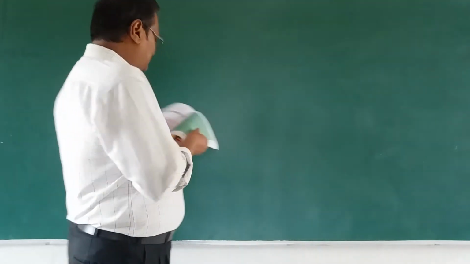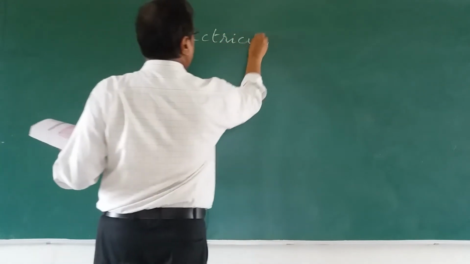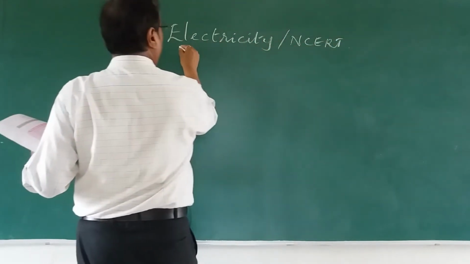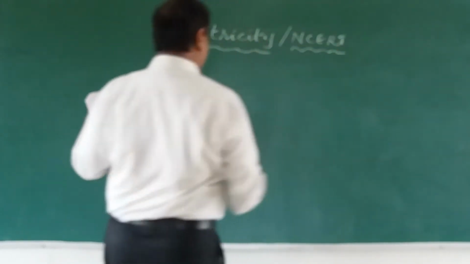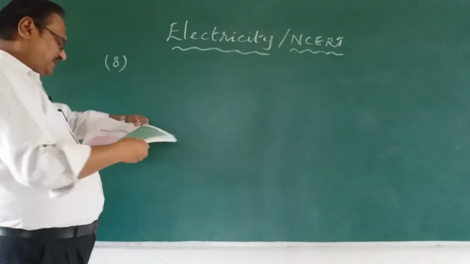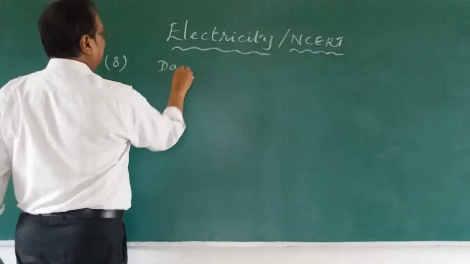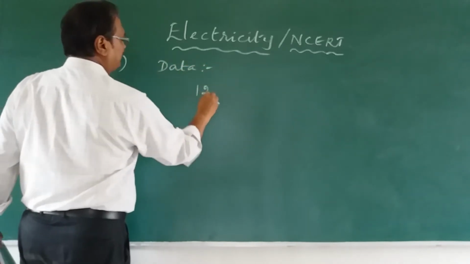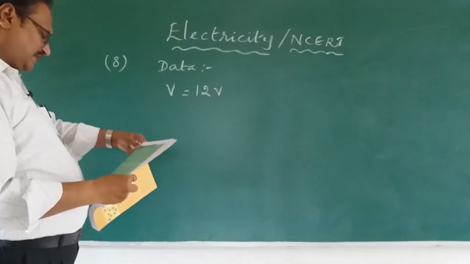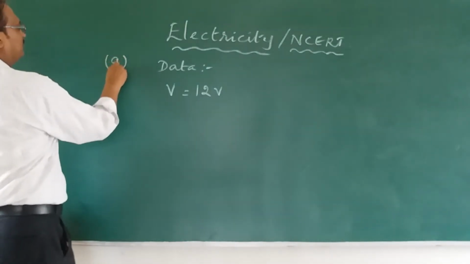Okay, now let us start with the question number. This is again electricity. This is the NCERT textbook. I am solving all the questions based on the NCERT textbook. Okay. Problem number 8. When a 12 volt battery, see, I take the data first. What is the data given to us? 12 volt battery, that is potential difference V, is connected across an unknown resistance. I think this we have done. So let me go for the 9th problem, which we have not done already.